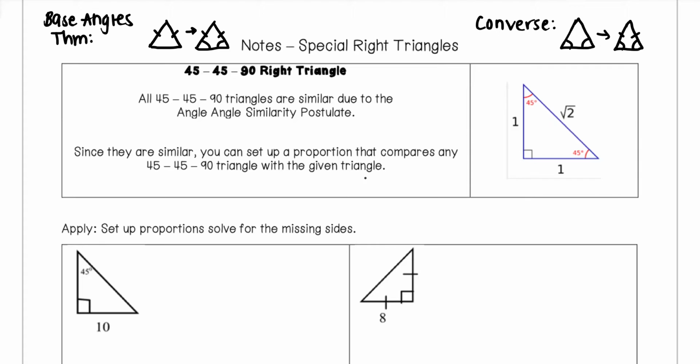The one that we use to compare all of our 45, 45, 90 triangles is the one that's drawn right here. You can see that it has two angles that are worth 45 degrees and two sides that are worth 1, and then a 90-degree angle, and across from that the hypotenuse is worth root 2.